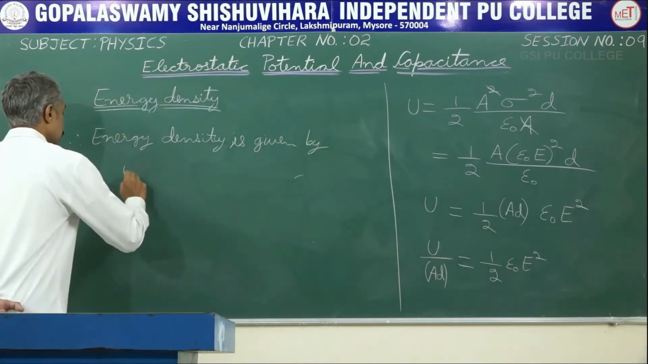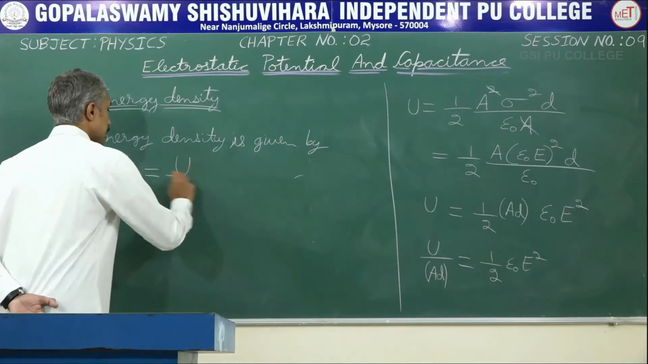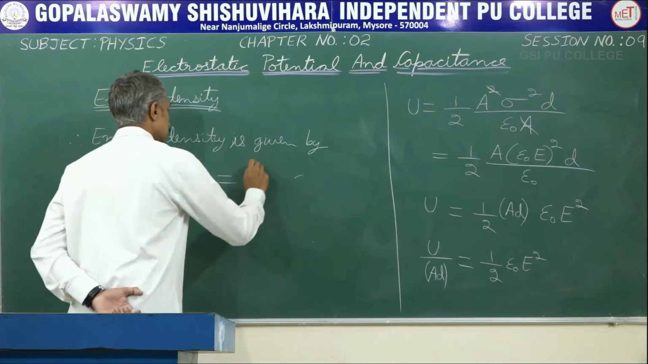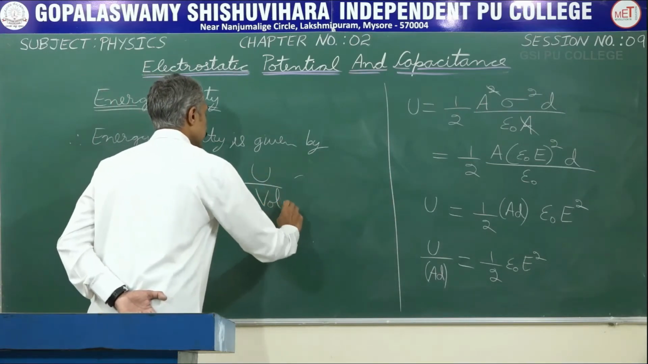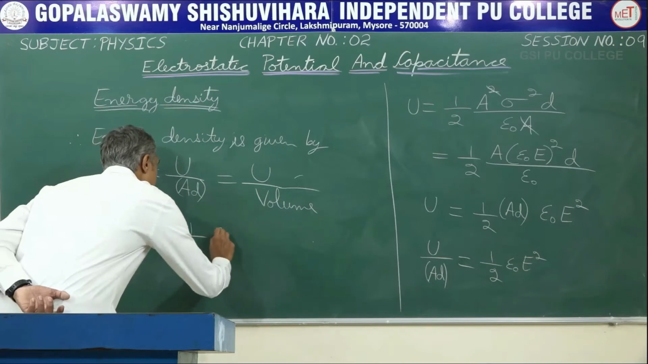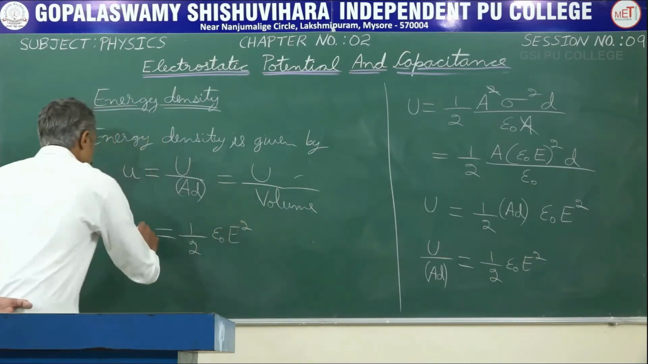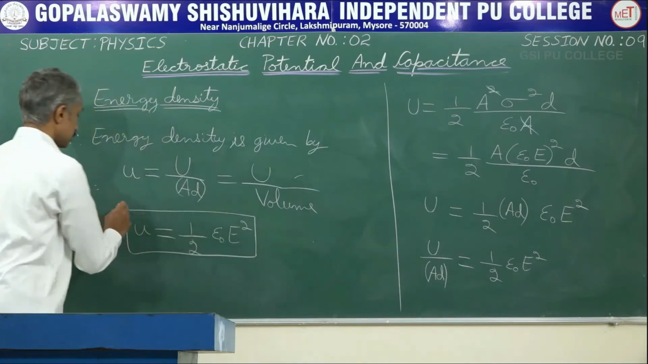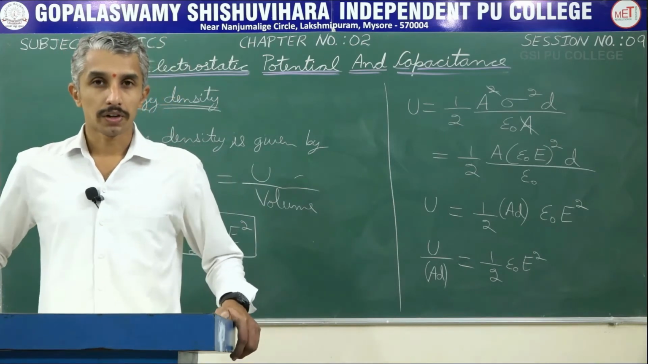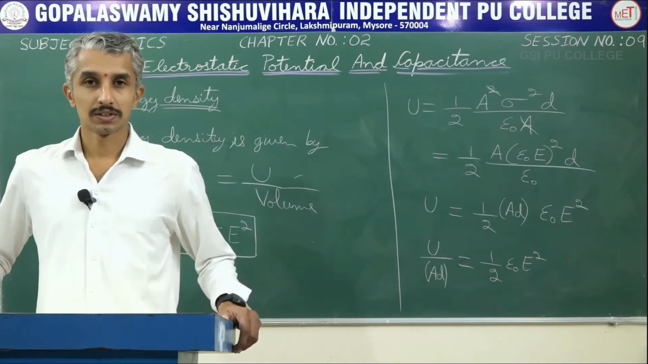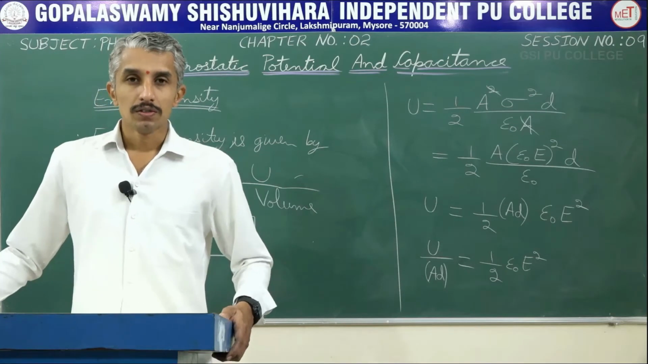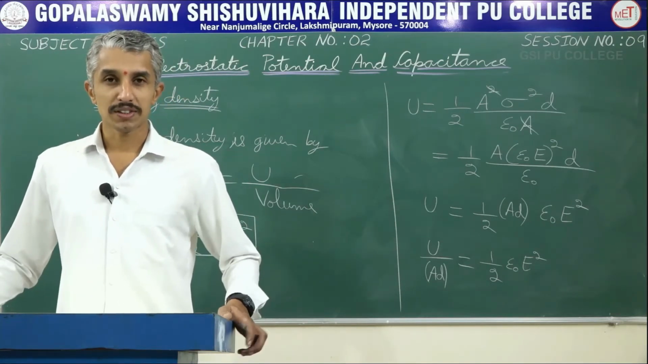So I will represent energy density by small u, which is equal to total energy divided by area into distance, which is total energy divided by volume. So this is going to be half epsilon naught into E square. So this will give us the expression for energy density in a capacitor. With this, the theory part of this chapter is over. We will solve some problems related to capacitors.